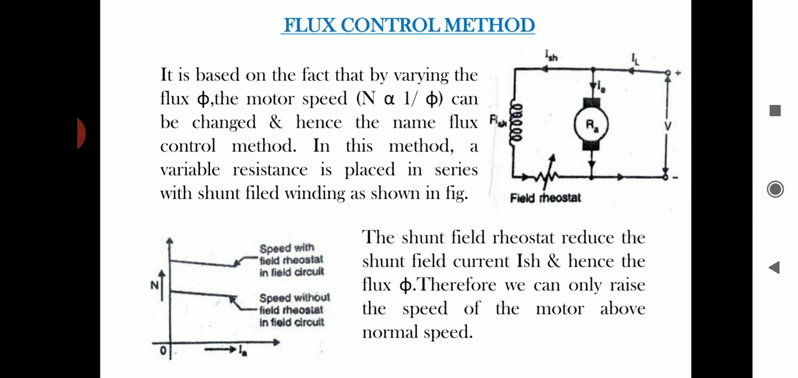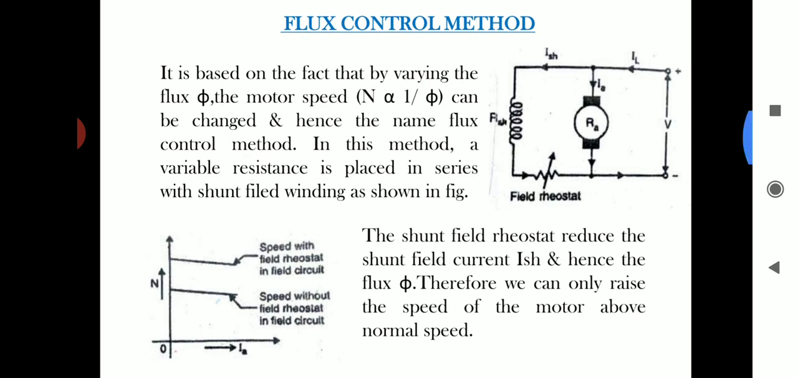From the supply, current IL goes, which is divided into two components. One is IA and the other is ISH. IA is the current which is going through the armature and ISH is the current which is going through the field winding. There is one field rheostat which is variable. The arrow is showing that the rheostat is variable. So how does the speed control take place with the help of this flux control method?